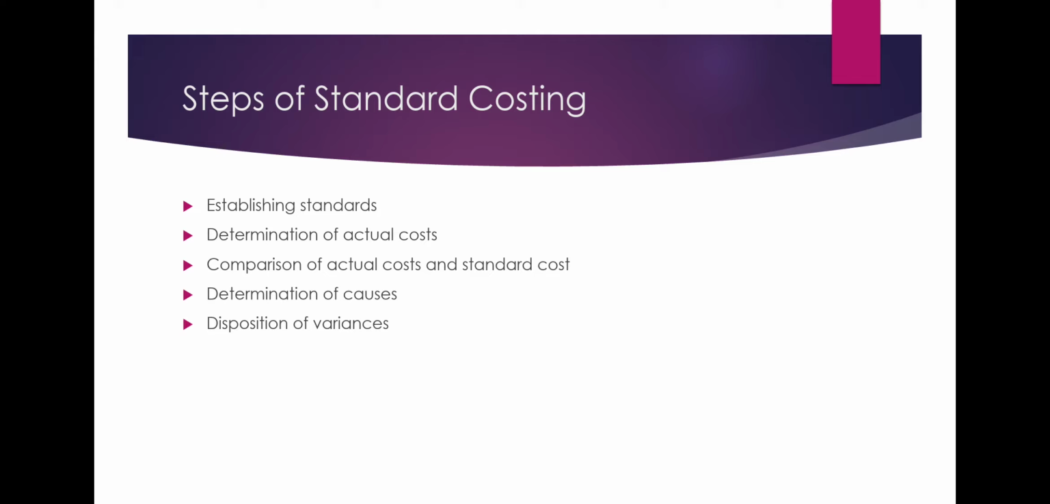The second point, determination of actual cost. After standards are set, the actual cost for each element, that is the material, labor, and overheads, is determined from invoices, wage sheets, account books, and so forth. Next, comparison of actual cost and the standard cost. The next step is to compare the standard cost with the actual figures so as to ascertain the variance.